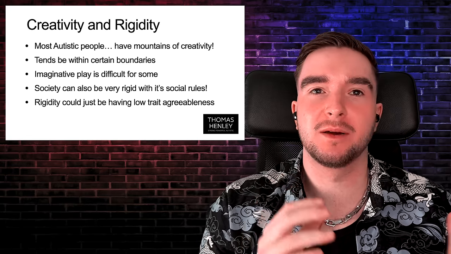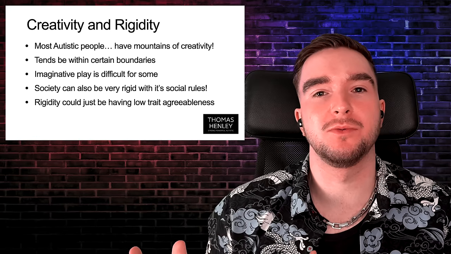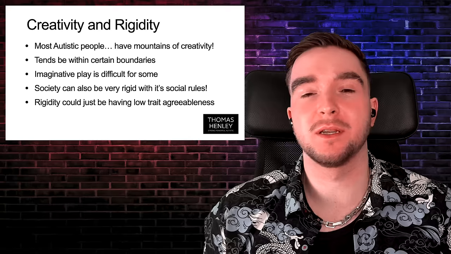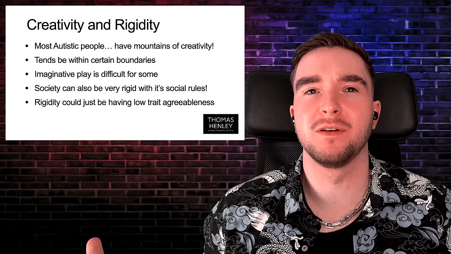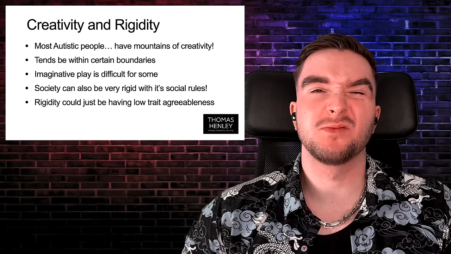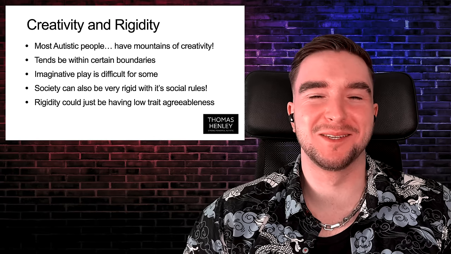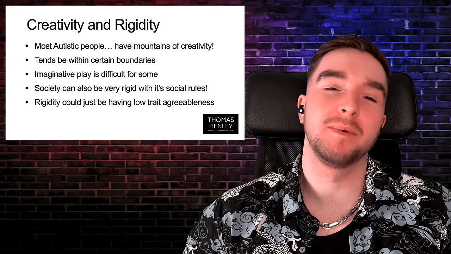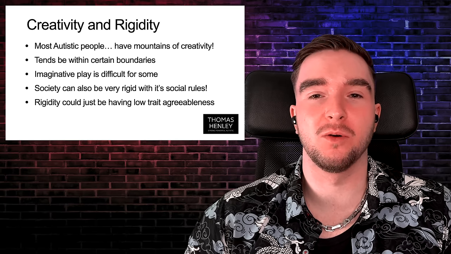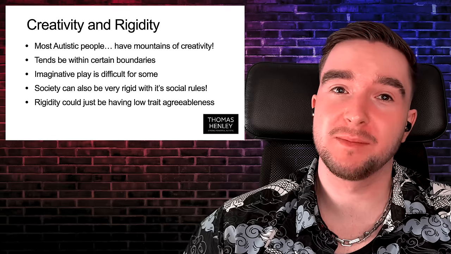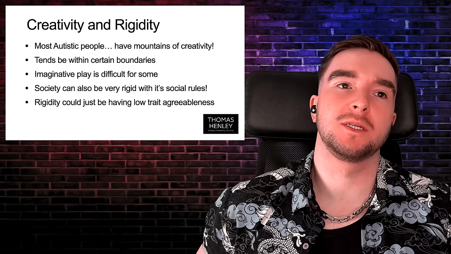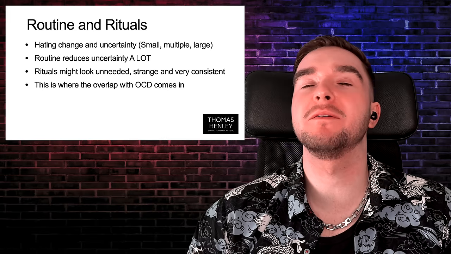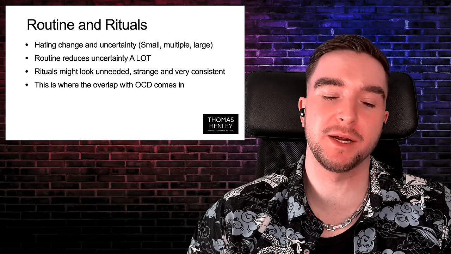Whereas when we look at society, we see all these social rules that seem immovable, seem just constant throughout all of the interactions that we have. It's quite rigid too. And the thing is, rigidity could just be described as having quite low trait agreeableness, one of the big five personality traits that's talked about a lot within psychological research. Possibly. But what about routines and rituals? Something that's very, very integral to the autistic experience.